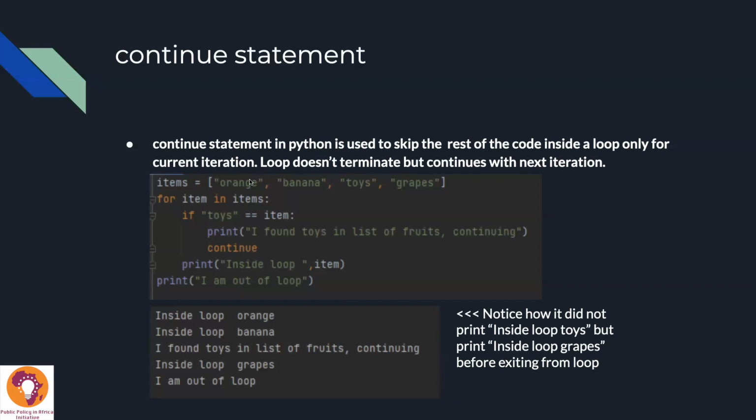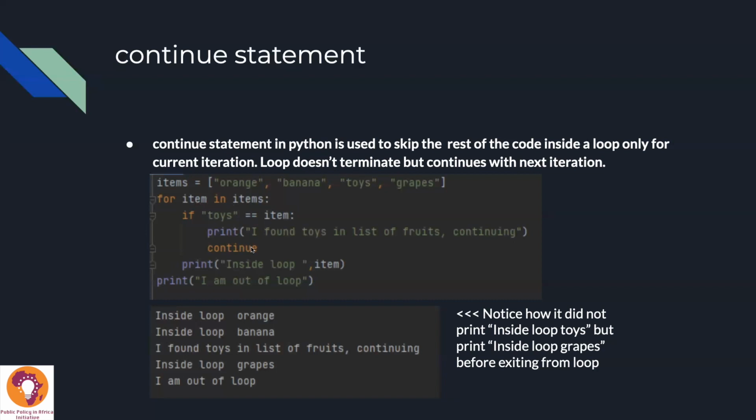So in this particular case, first iteration, orange, this evaluates to false. So we just skip down to print inside loop orange. Then we have banana on our second iteration. This evaluates to false. So we come down to here and we print inside loop banana. But now with toys on our third iteration, so item is assigned the value toys, this evaluates to true. So we say I found toys in list of fruits, continuing, and then we continue.